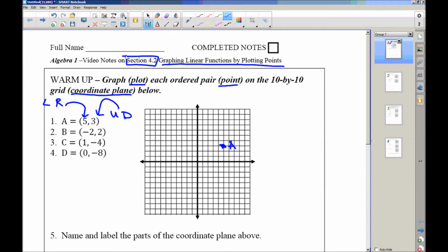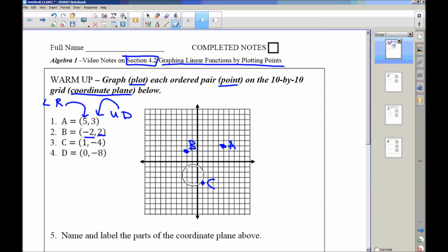Okay. B is 2 to the left and 2 up. So from the origin, I would go 2 to the left and 2 up, and that would tell me where to put B. Once again, we don't draw in the lines though. Okay. C is 1, negative 4, so I start at the origin. I go 1 to the right and 4 down. Okay. And we don't need to put the lines.